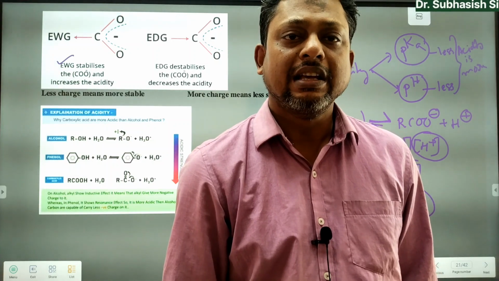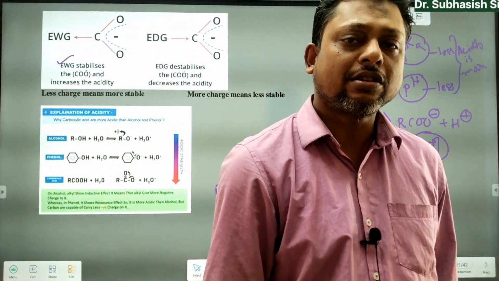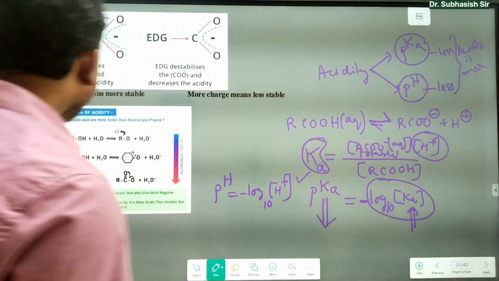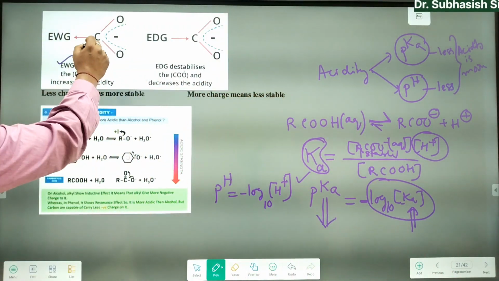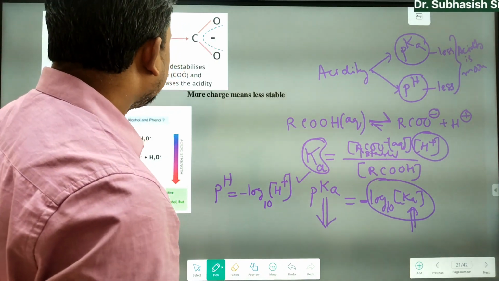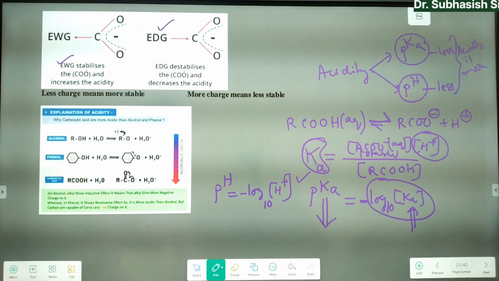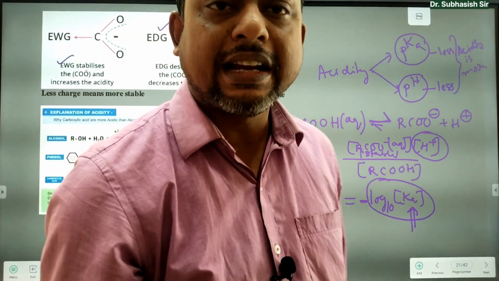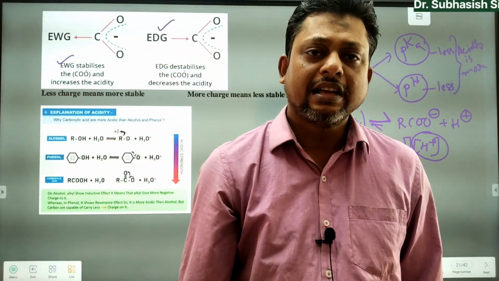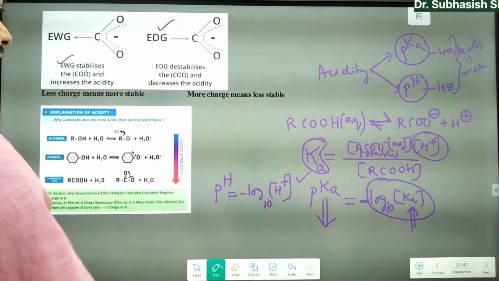pKa will be less, and if pKa is less, then acidity is more, right? So any electron withdrawing group in the carboxylic acid part can increase its acidity, while any electron donating group can destabilize the carboxylate anion, and ultimately acidity will be less. So this can be explained with the help of one example.